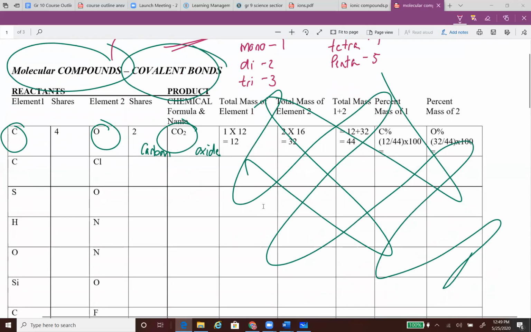So if I see this first example where it says it's CO2, I notice that there are 2 oxygen. So I would call this carbon dioxide. This is 2 oxygen.